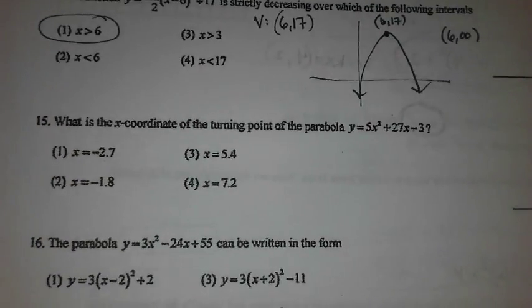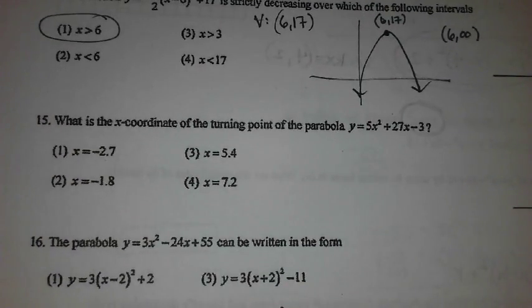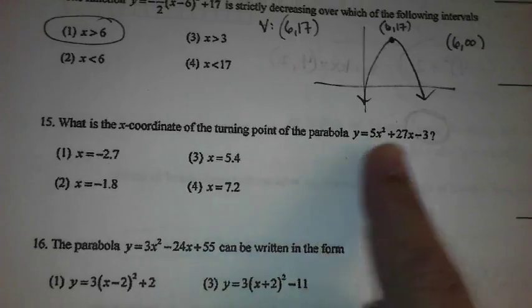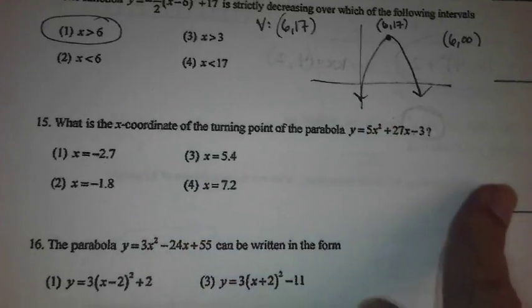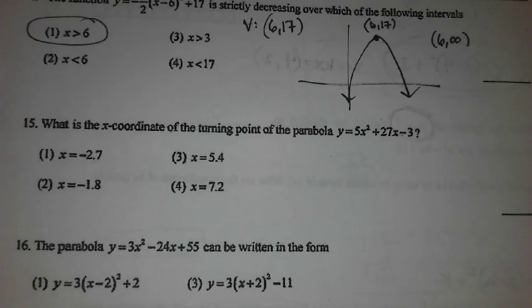Okay. 15, what is the x-coordinate of the turning point? You could do this either way. If you prefer the negative b over 2a method, you could do it that way. If you prefer completing the square and turning the format into HK format, then do it that way. Mitch, what do you think is easier in this particular problem?